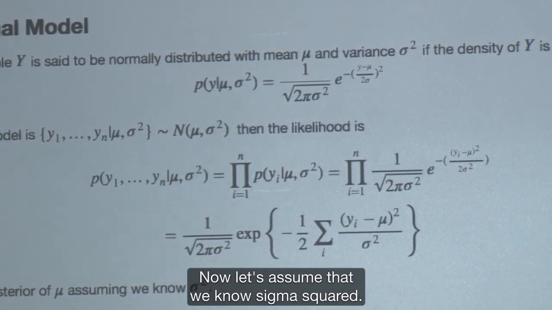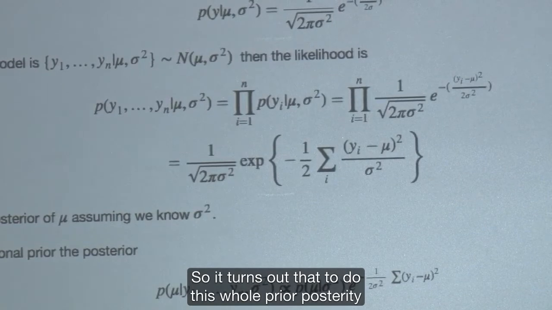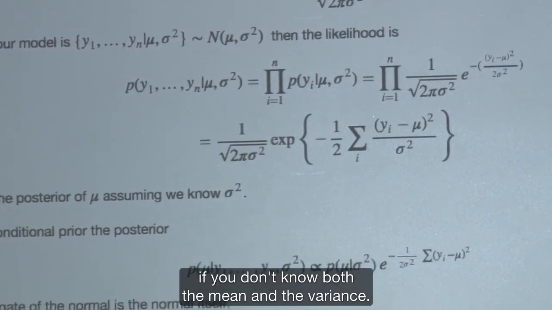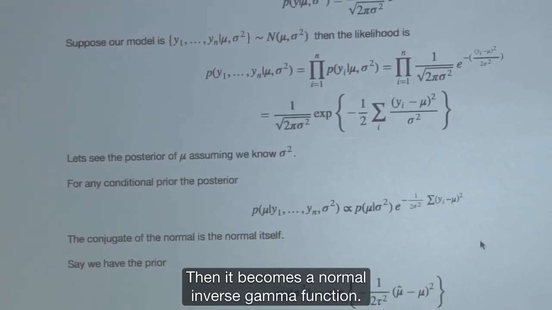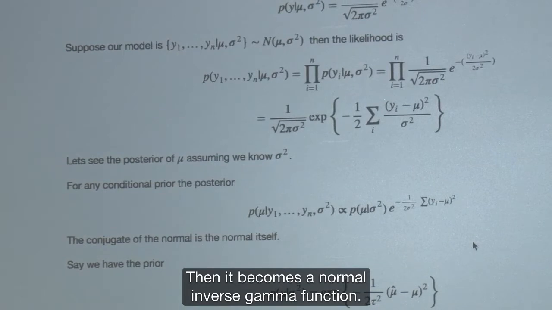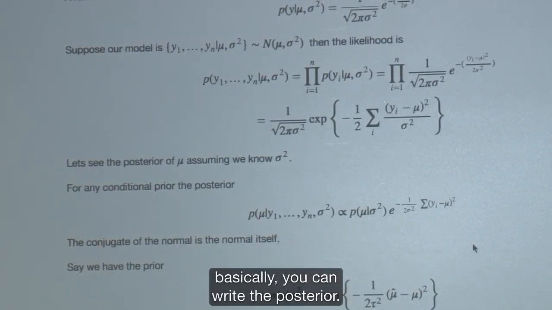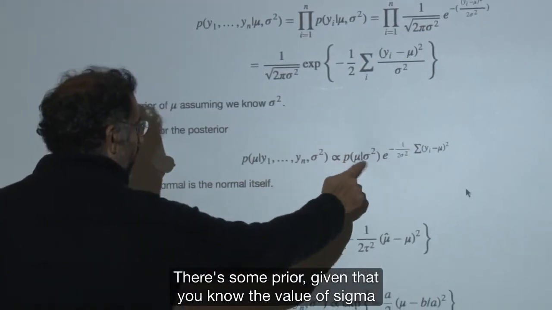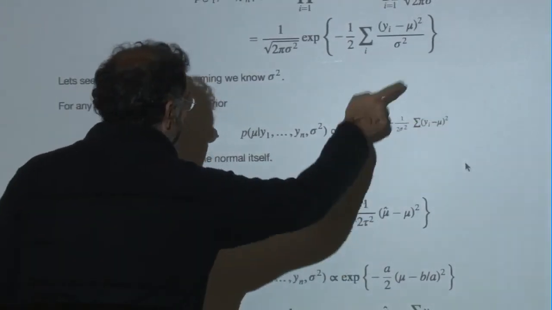Now, let's assume that we know sigma squared. It turns out that to do this whole prior posterior thing with normal distributions can be pretty complicated if you don't know both the mean and the variance. Then it becomes a normal inverse gamma function. We won't talk about that right now, but if you know the sigma squared, basically, you can write the posterior. There's some prior, given that you know the value of sigma squared, some prior on mu times the likelihood. Okay?